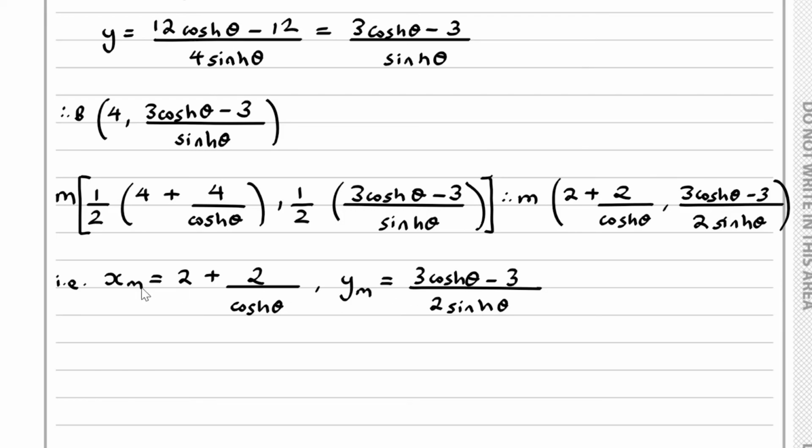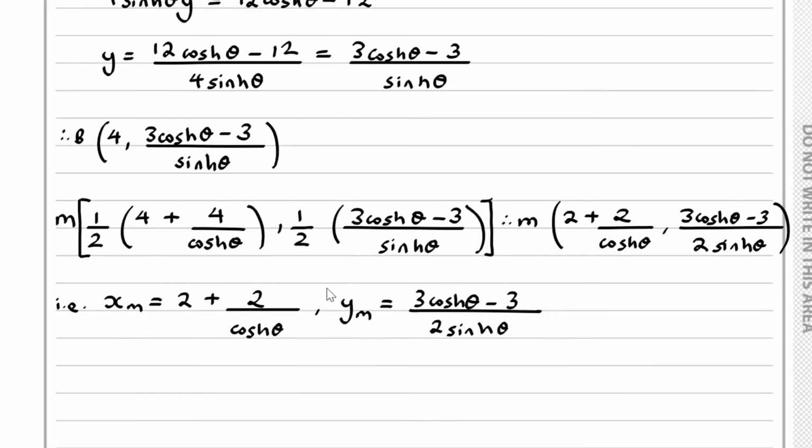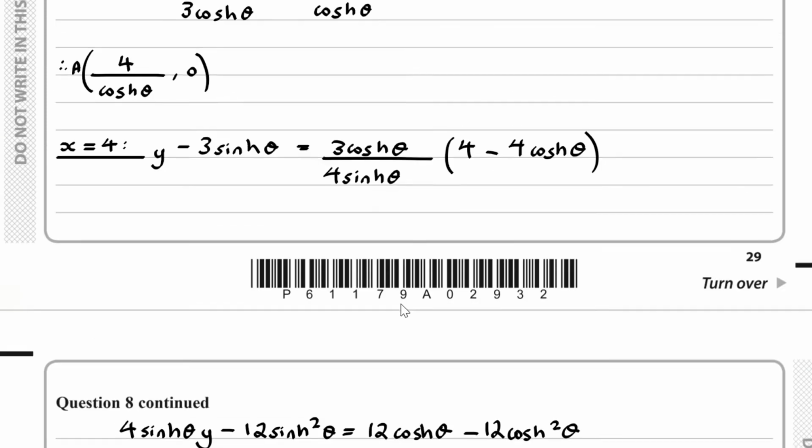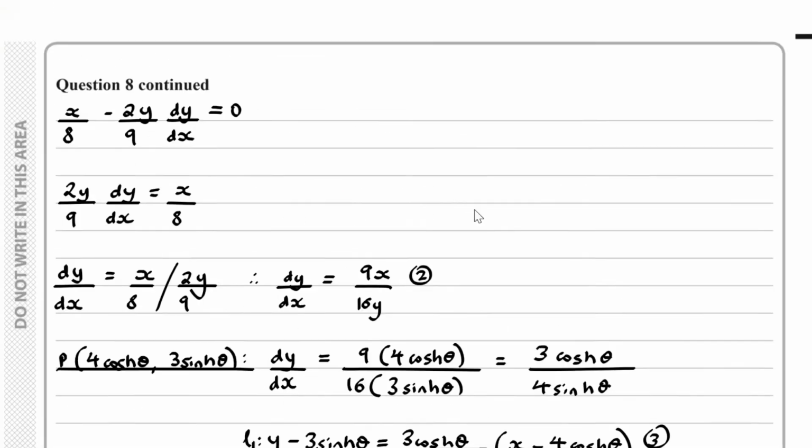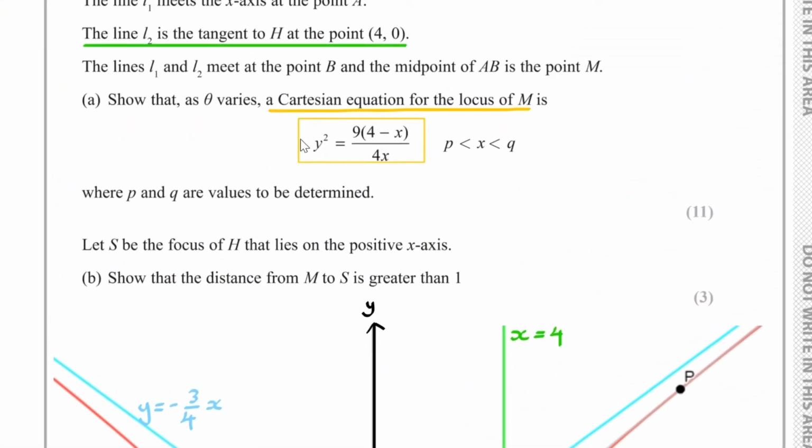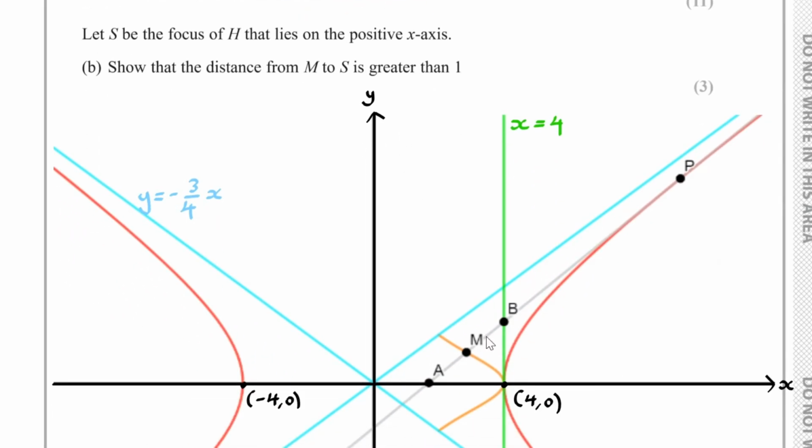Now, what we can now do is, first of all, we have to recognize that this over here, this y, tells us the path that M takes as theta varies. And as theta varies, obviously P will move, and as we showed in the animation, M goes along this orange path over here.